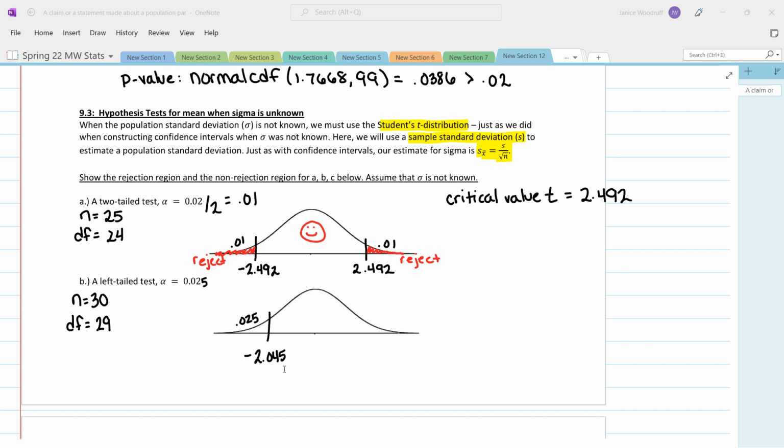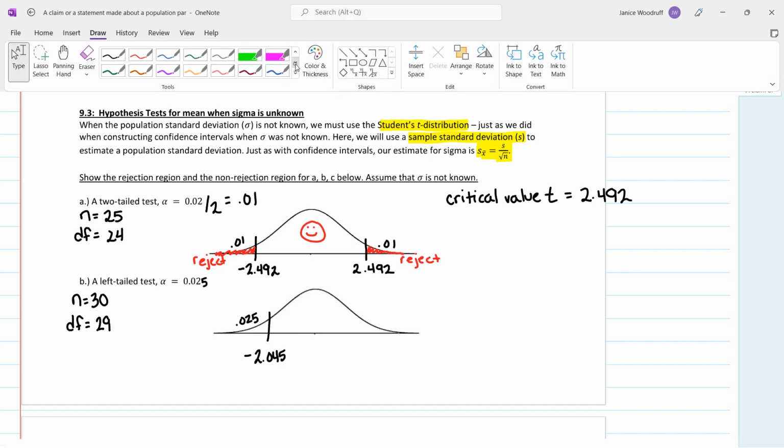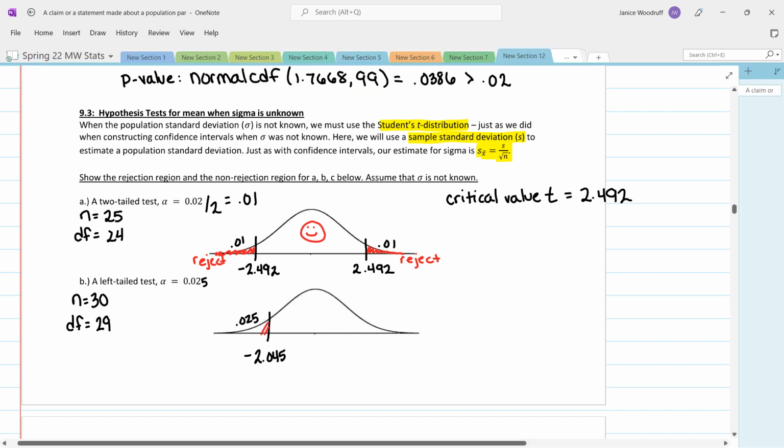That's your critical value t. Your rejection region is going to be to the left of that. So if I get a test statistic that is less than negative 2.045, I would reject. If I get a test statistic that is above that, that is fail to reject.